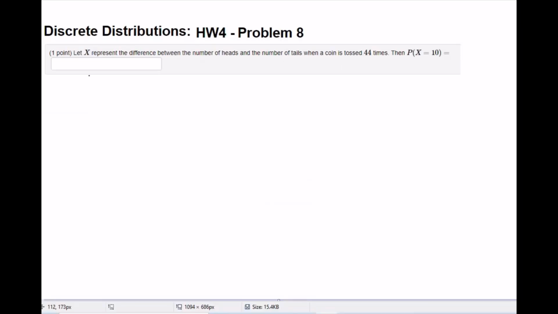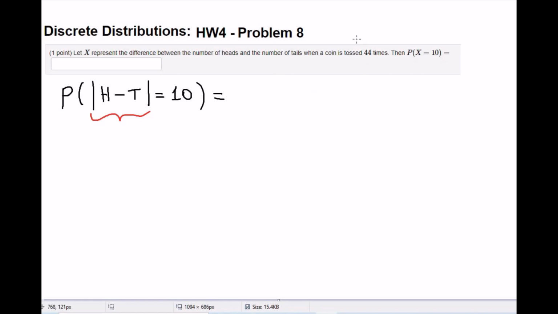Problem number 8. Let x represent the difference between the number of heads and the number of tails when a coin is tossed 44 times. Then probability of x is equal to 10 is. So let's illustrate the situation here. We were given the scenario that the probability of the difference of heads and tails is 10, and we're computing the probability of this situation. We use head minus tail in absolute value because this is the difference of the number of heads and the number of tails.